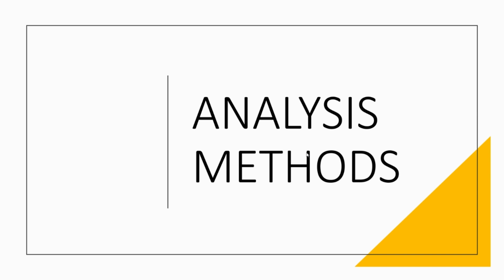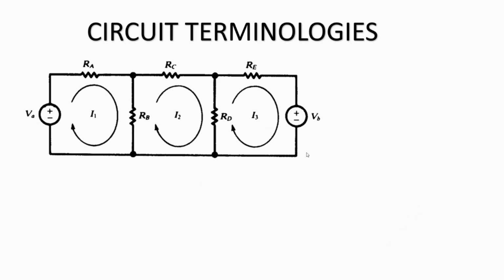So, today we are going to look at some analysis methods. These methods are going to help us identify or compute parameters like the current and the voltage drop across different elements in a circuit, where the complexity of the circuit is more. So, before we go into the different techniques, we need to understand certain circuit terminologies.